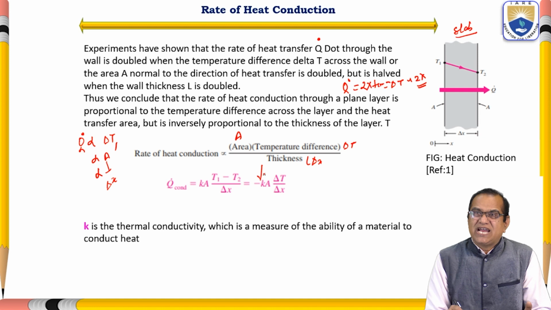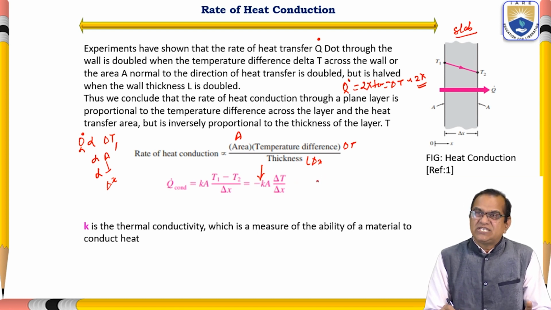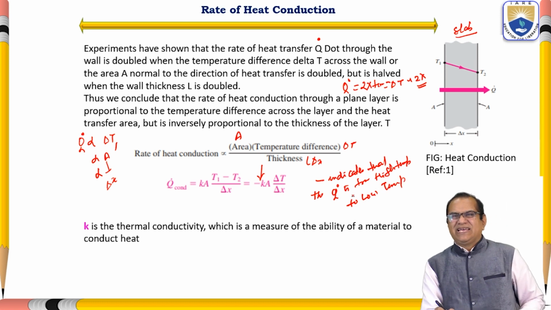This minus shows that the heat flow is from high temperature to low temperature. That is why the minus sign is presented here. So the minus indicates that Q dot is from high temperature to low temperature.